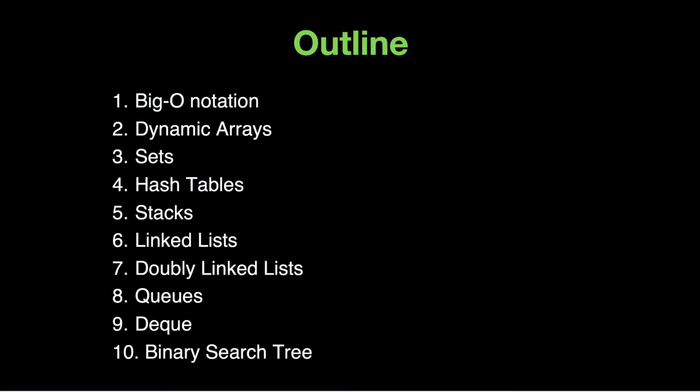First of all, we will talk about BIGO notation. We will use this notation to analyze our algorithms, and we will then go on to discuss dynamic arrays and then sets, hash tables, and stacks, linked lists, doubly linked list, queues, deque, and then finally binary search tree. We will cover these topics in this part, and in the next part we will implement more advanced data structures like heaps and tries and so on.